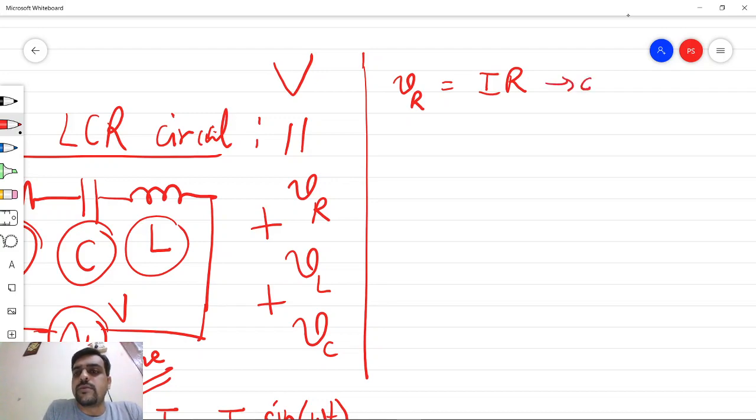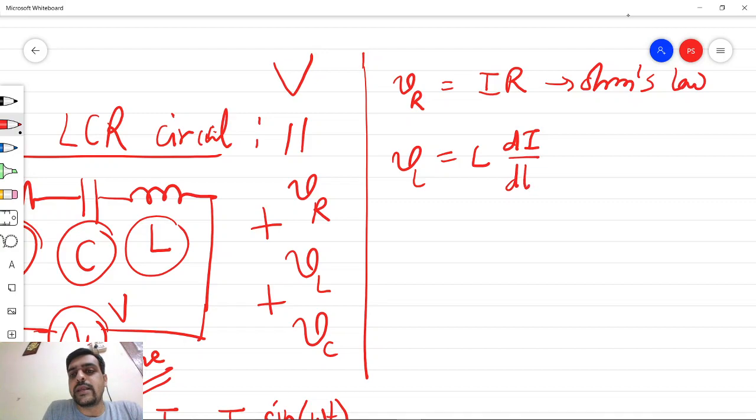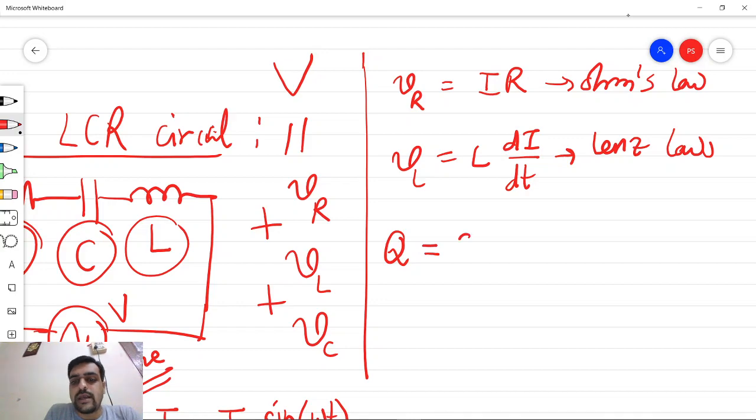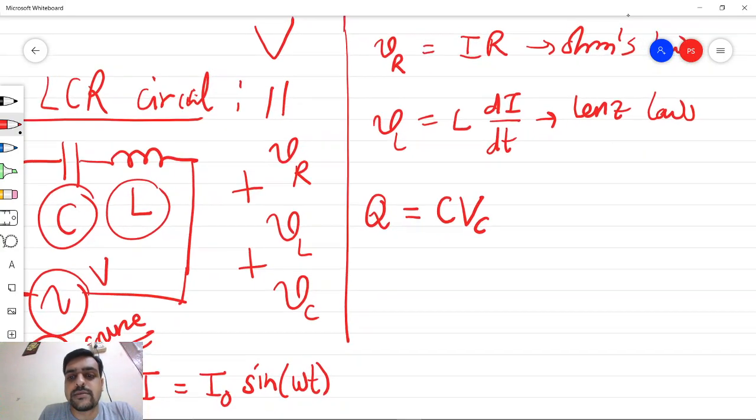This is due to Ohm's law. Now this VL is just L times di by dt, which is due to Lenz's law. And in case of a capacitor, we know the fact that charge across the capacitor is just C times V, where C is the capacitance of the capacitor and V is the voltage applied across the capacitor.